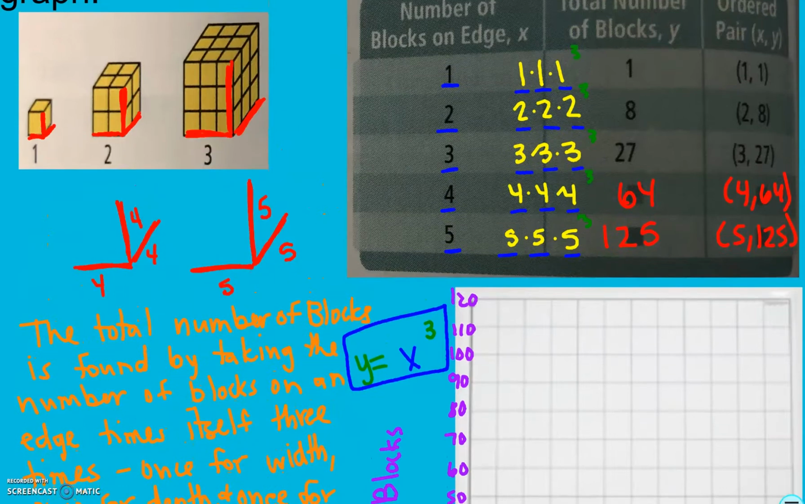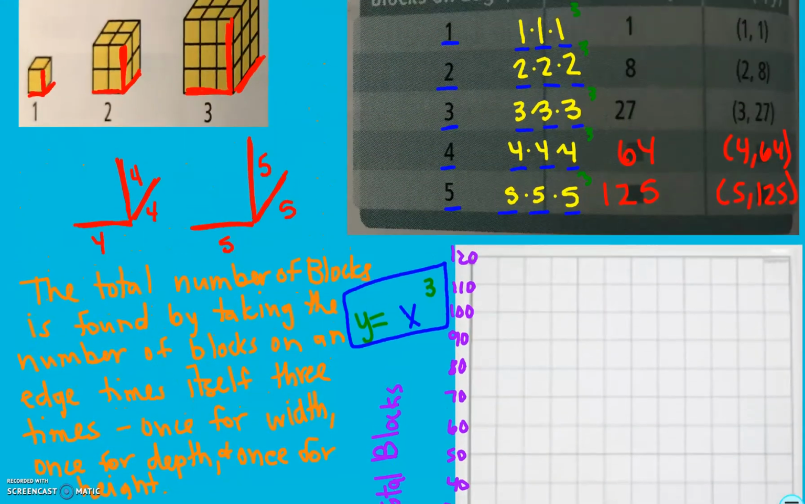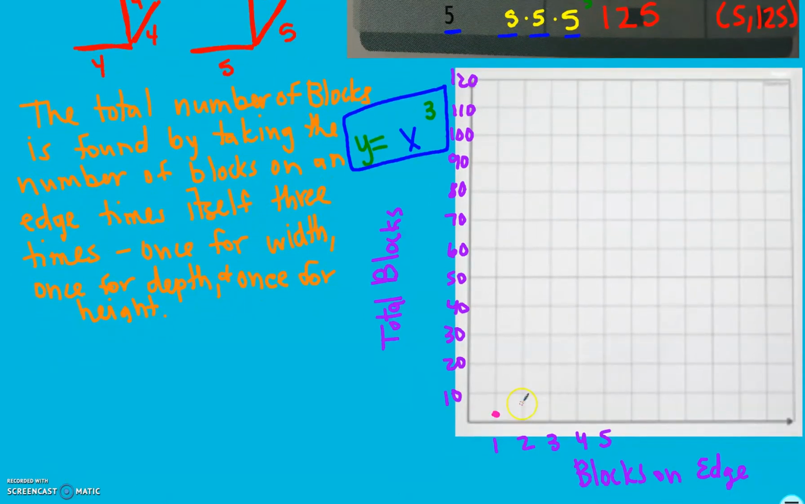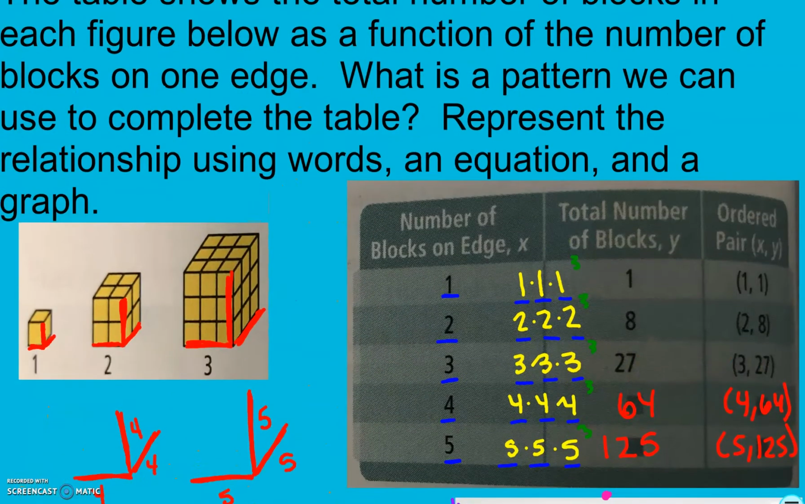So here, I have 1, 1. So just a little bit above. 2, 8. Almost to 10. 3, 27. 4, 64, and 5, 125. And I can't connect them here because I can't have partial blocks. And we see that this is, in fact, non-linear.